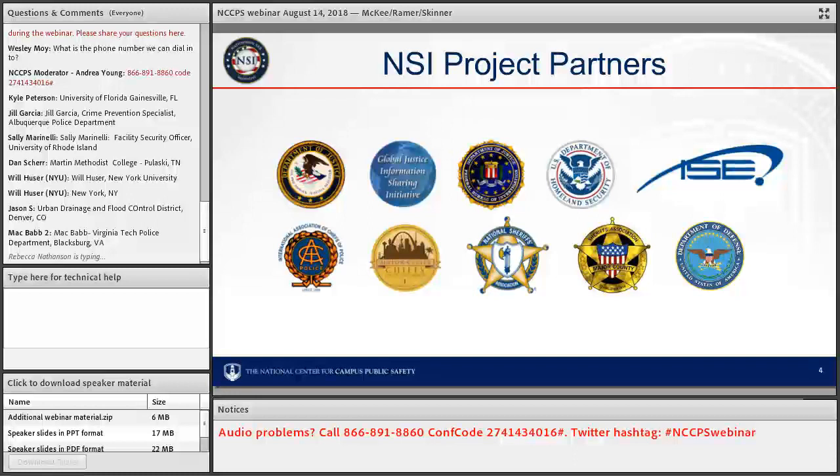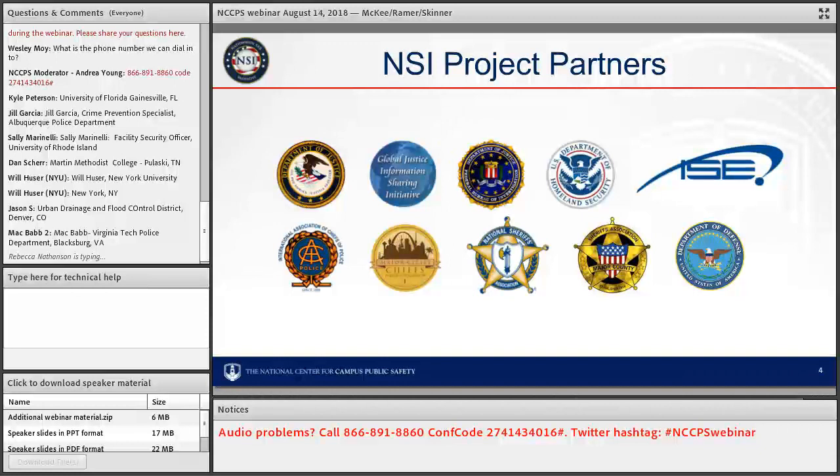So I put this slide real quick just to show you some different logos here to show that this is a joint project with a lot of agencies. It's not just one agency who develops something and trying to get everybody else to use it. So all the federal agencies are represented here. We have the International Association of Chiefs of Police, the National Sheriff's Association, and other organizations that all came together to develop and agree to this process.